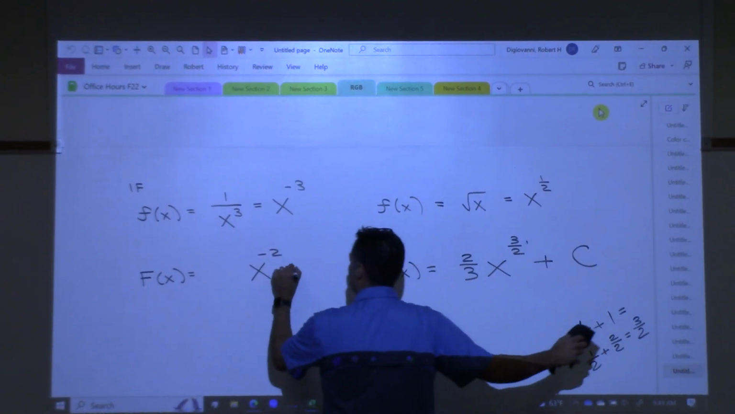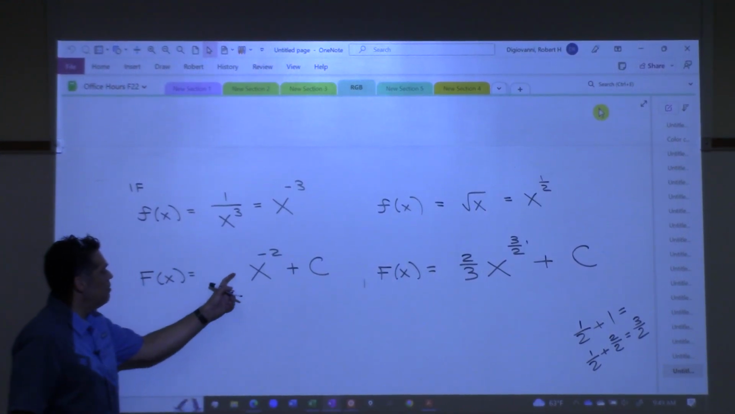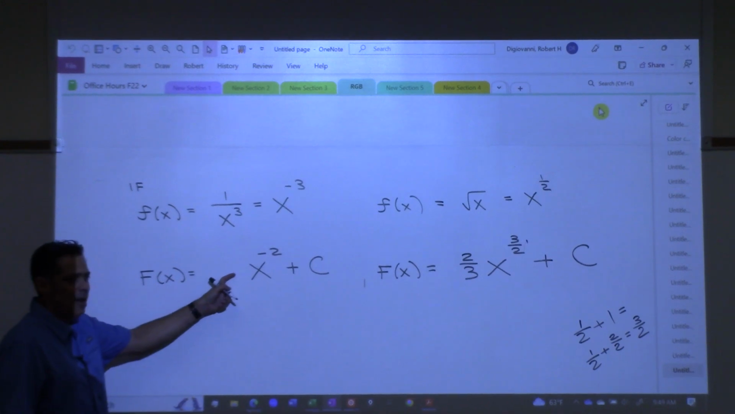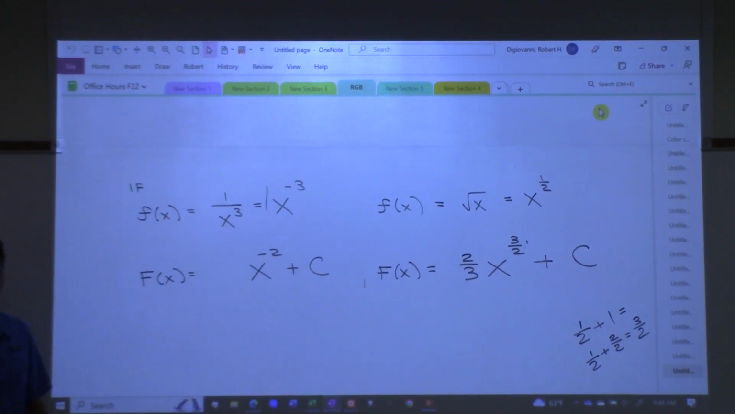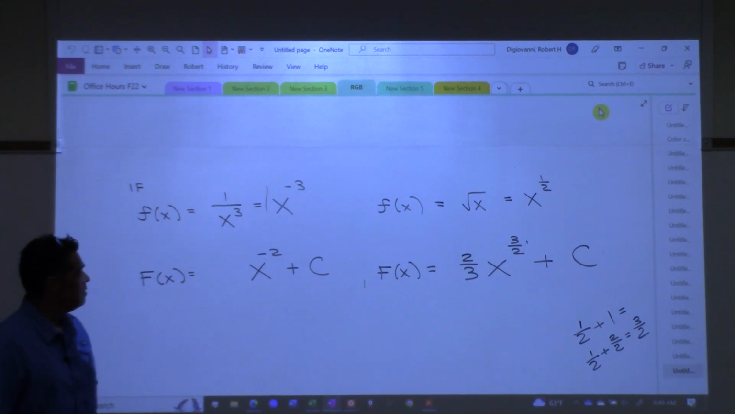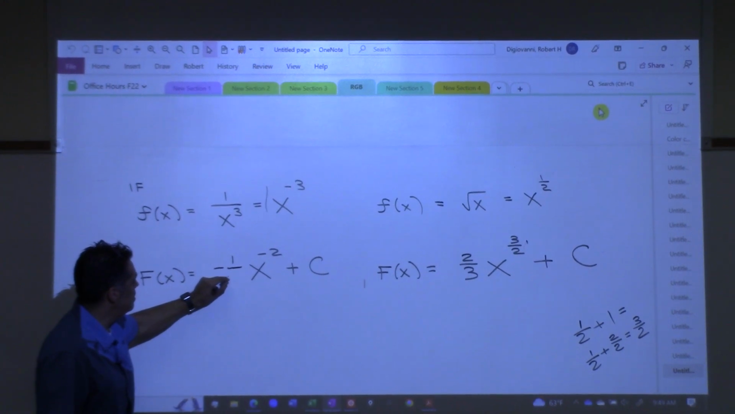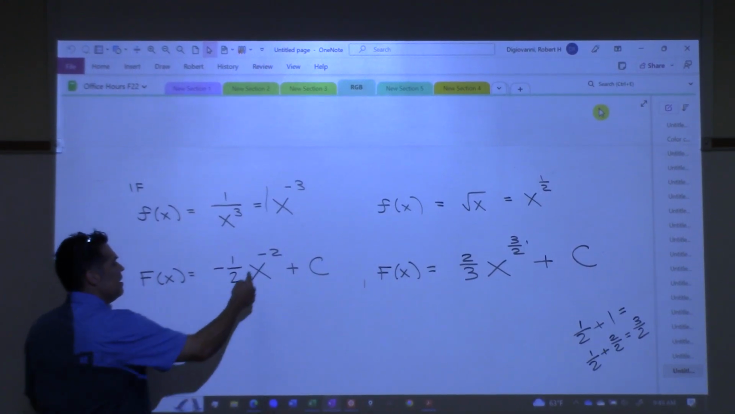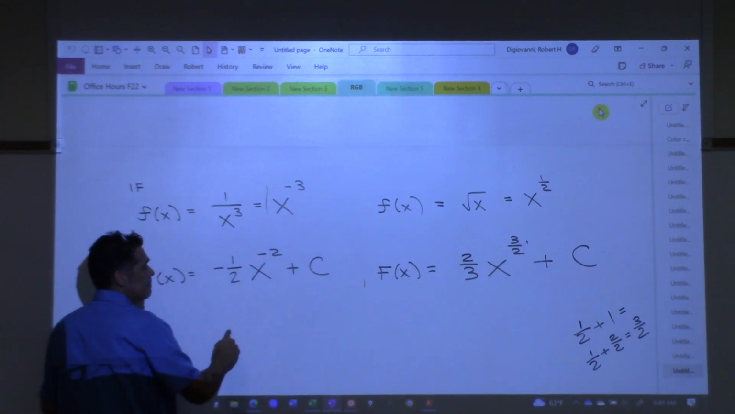Now, I still need my plus c. I don't want to forget that. And then what do I need in front? Because when this comes down, right, I want it to go away, and I want a 1 in there. So what do I have to put out there? Minus 1 over 2, not 3, because this negative 2 comes out first before you subtract the 1.